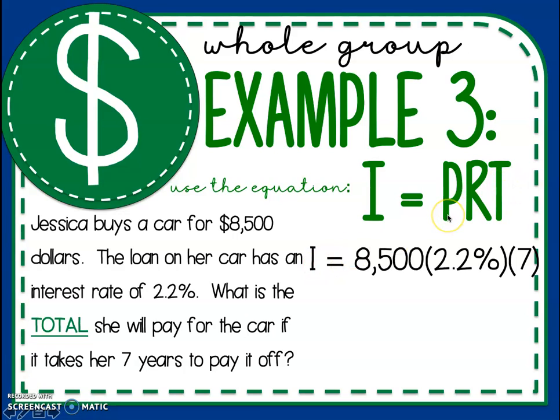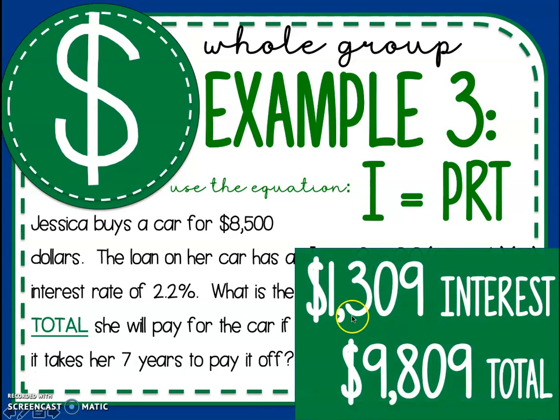We're going to substitute our P for $8,500 because that's our principal. We're going to substitute the R with 2.2% as a rate because that's the interest rate. And then we're going to substitute 7 for time because she has this loan for 7 years. Okay, we're going to multiply all that out in our calculator and we get that she has $1,309 in interest. To get the total that she's going to repay, we take $8,500 plus $1,309 and we get a $9,809 total. That's how much she's going to repay, her principal and her interest combined.